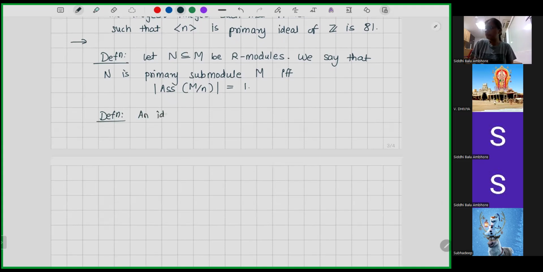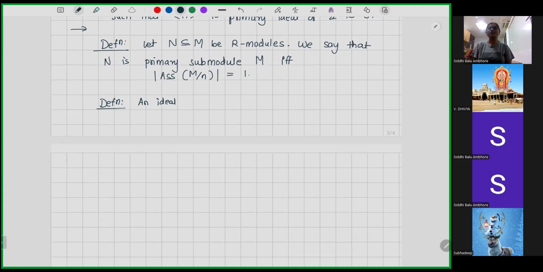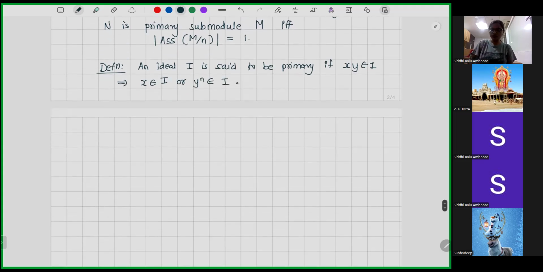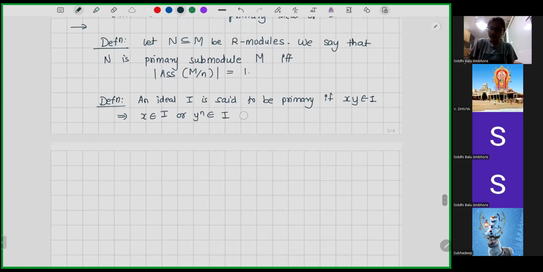And there it says that an ideal I is said to be primary if xy belongs to I implies either x belongs to I or y to the power n belongs to I. Yes, it's false. Can you give me what number is it for which we will have n to be a primary ideal and largest below 100? Okay, this is also one quick way: if you don't want to go to modules and just want to work in the ring, then this is also a definition which can be used to check whether the ideals are primary or not.